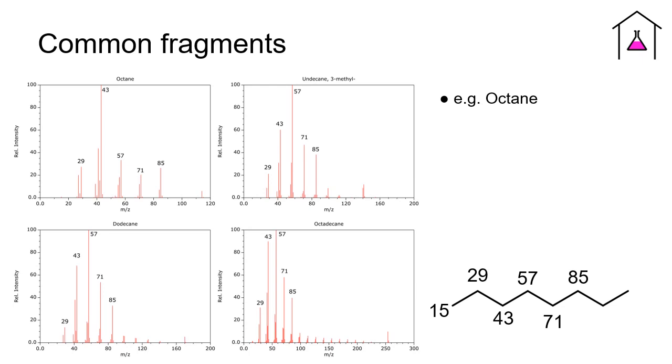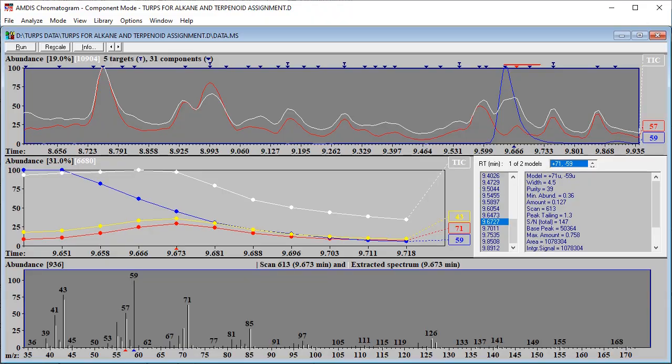So now let's look and see how we can use extracted ion chromatograms in AMDIS to search for alkane-like molecules in our GCMS data. Back in AMDIS, the first thing we'll need to do is zoom out to view the whole GC dataset. So right-click in the chromatogram display and choose Unzoom All.